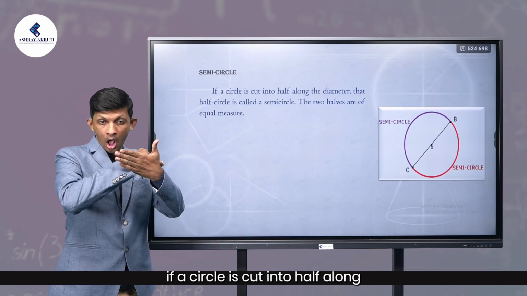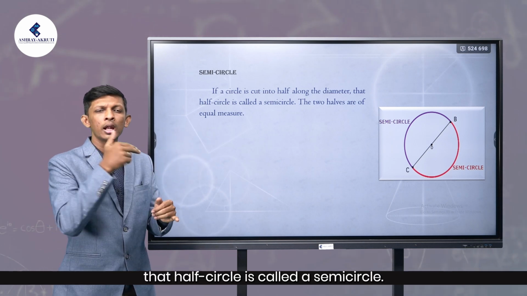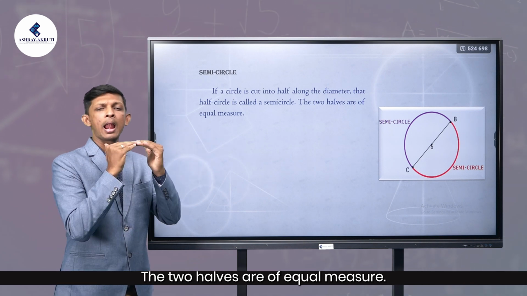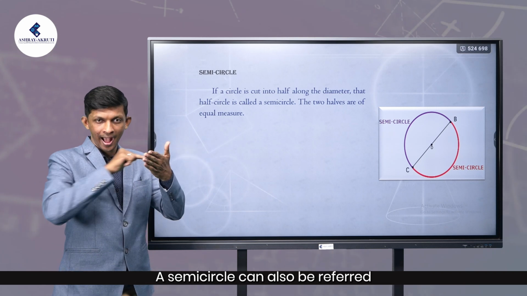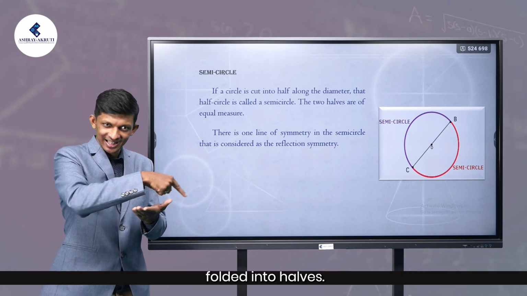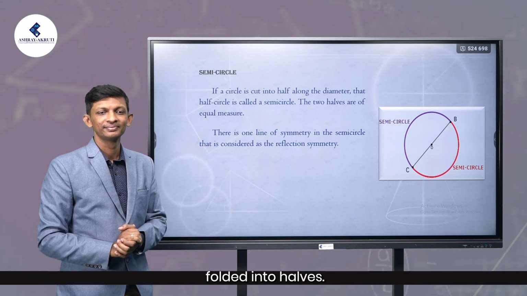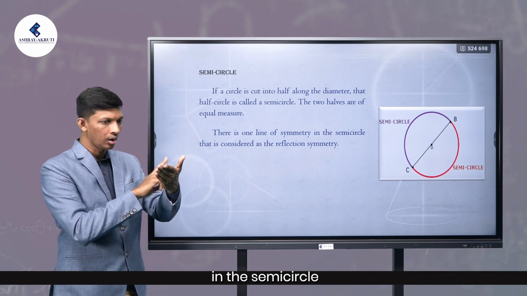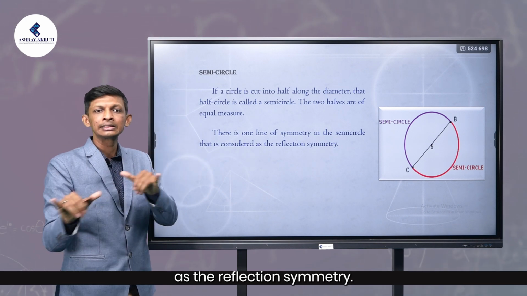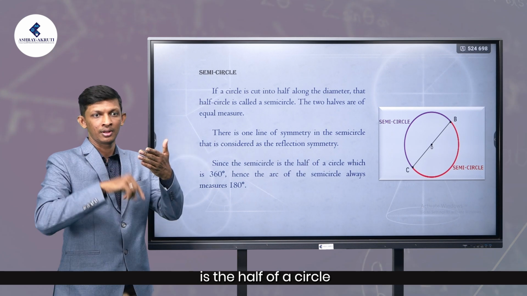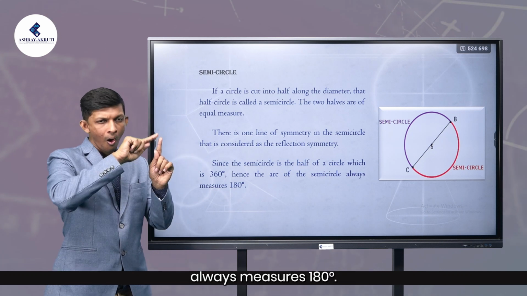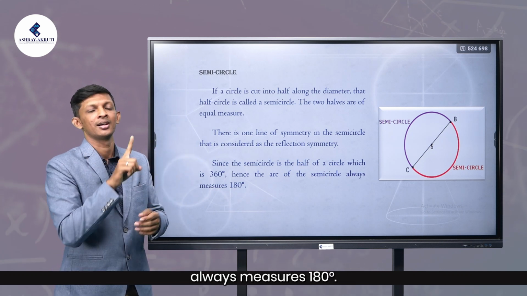If a circle is cut into half along the diameter, that half circle is called a semicircle. The two halves are of equal measure. A semicircle can also be referred to as a half disc, and it represents a circular paper plate folded into halves. There is one line of symmetry in the semicircle that is considered as the reflection symmetry. Since the semicircle is the half of a circle which is 360 degrees, hence the arc of the semicircle always measures 180 degrees.